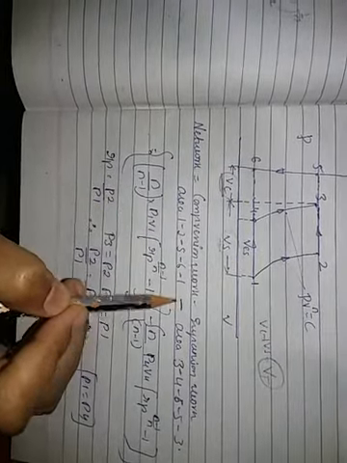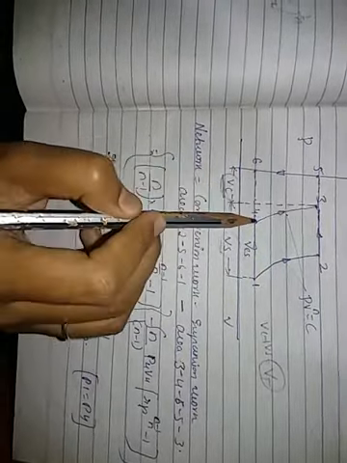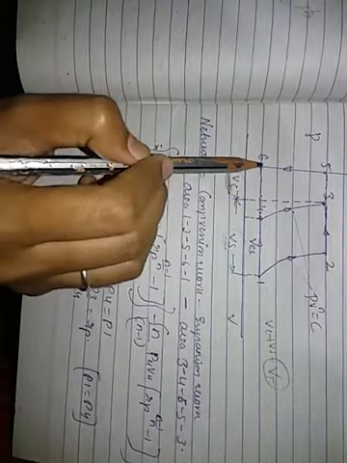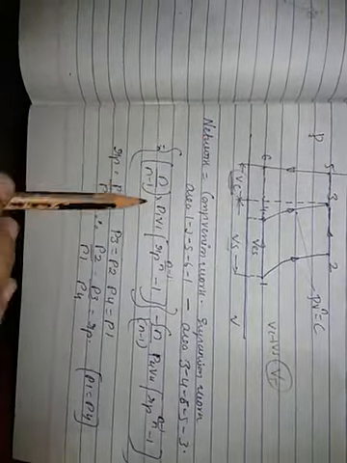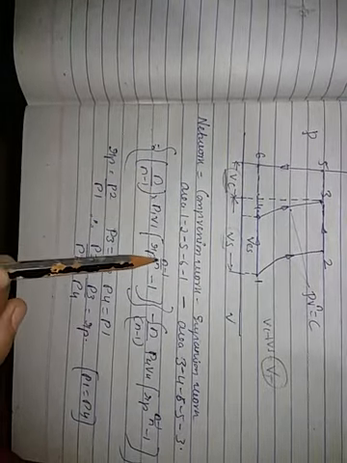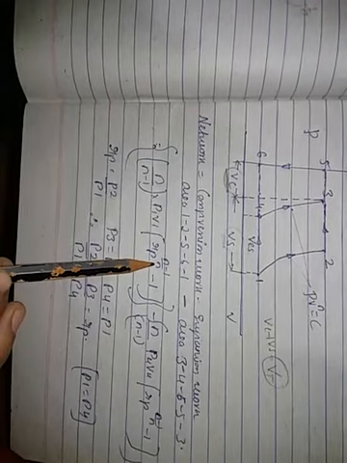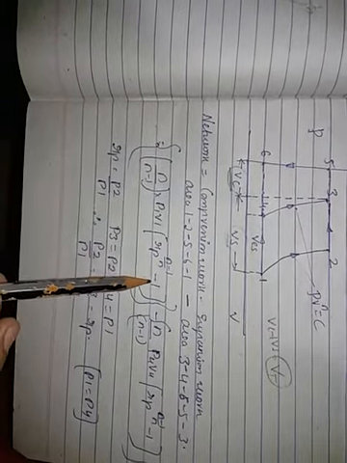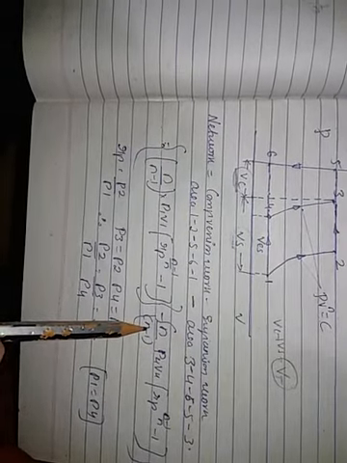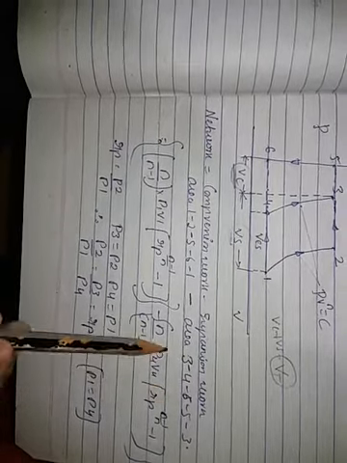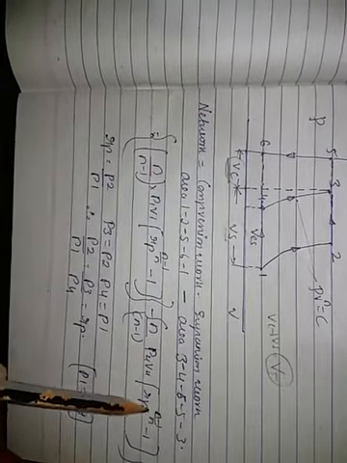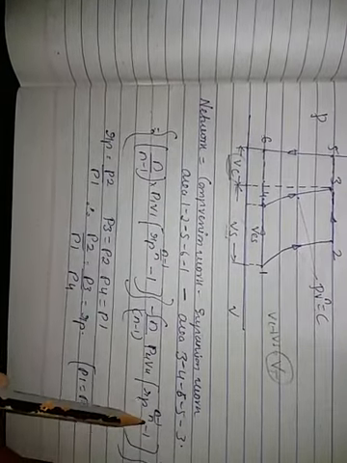What is expansion work now? The area under 3 to 4, 4 to 6, 6 to 5 and 5 to 3. Work done we have derived: n upon n minus 1 into P1 V1 into Rp raised to n minus 1 upon n, minus this expansion work, n upon n minus 1. The expansion takes place in process 3 to 4, where P3 is equal to P4, so P4 V4 into Rp raised to n minus 1 upon n.